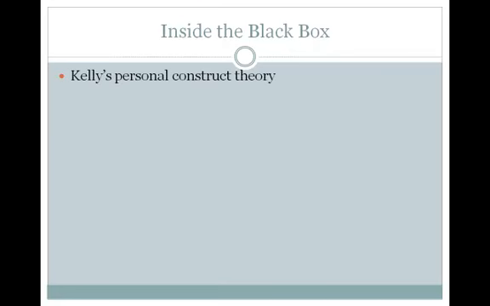One of the big theorists in this field would be Kelly, right? Who came up with personal construct theory. And for Kelly, kind of like Piaget, people are like scientists. They come up with hypotheses to explain events they experience in the world. And if future events are consistent with their hypotheses, then the hypotheses are strengthened. And if not, then the hypotheses are revised.